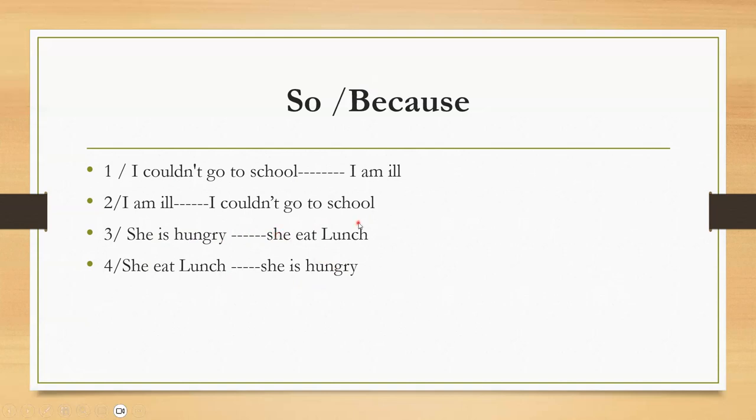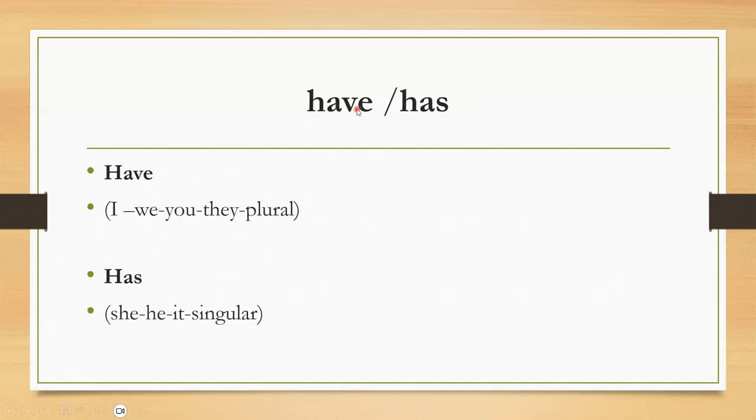Okay, طيب. Use of have and has. I use have with I, we, you, they, and the plural. What is the meaning of plural? Plural means more than one. Like what? Muna and Ali is plural. But Muna is singular.